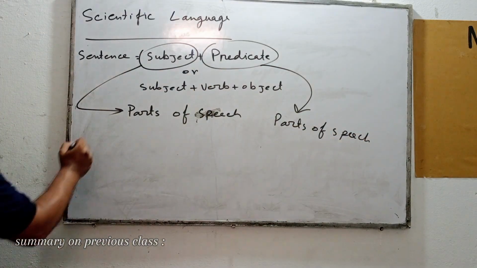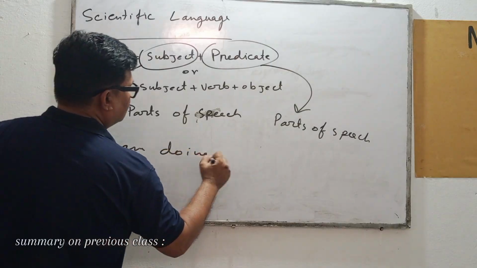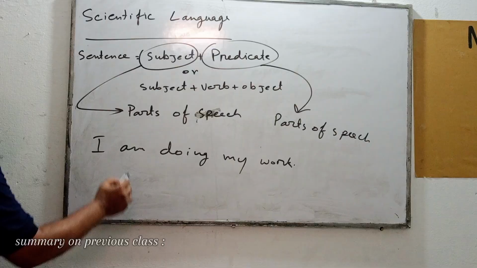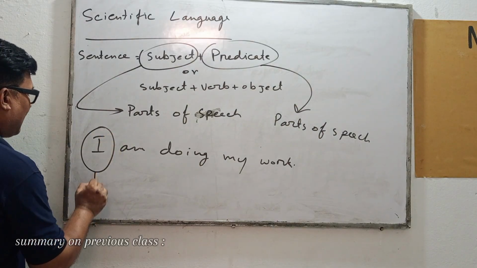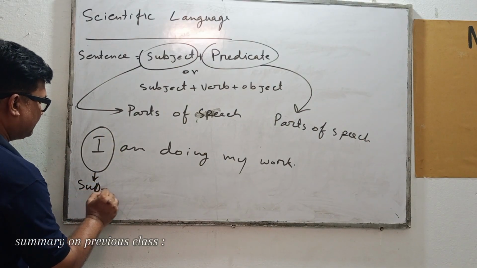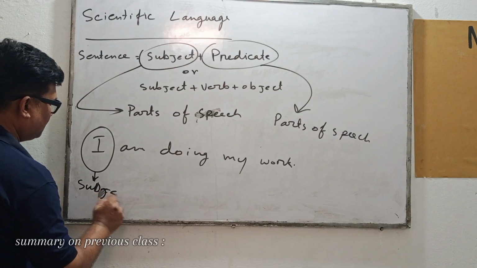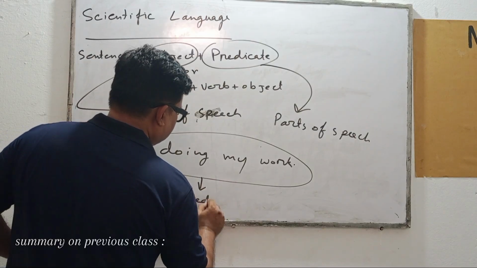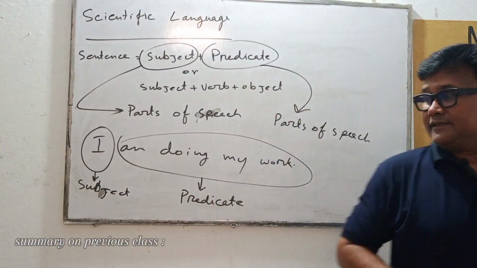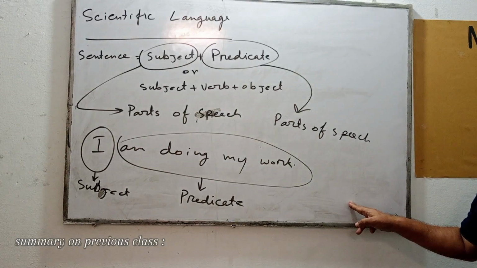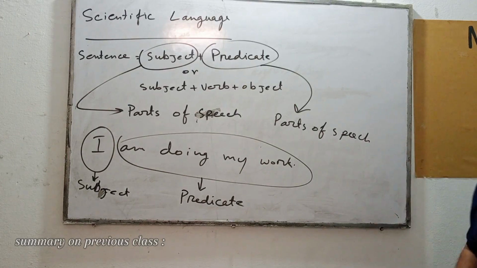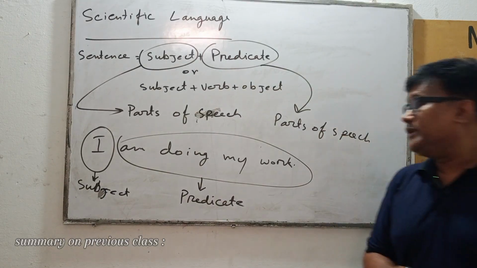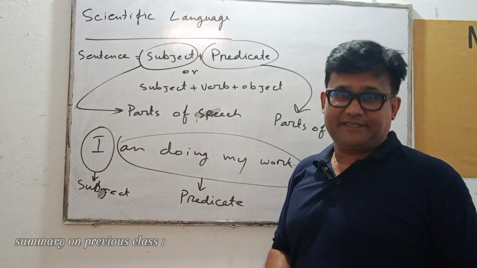Let's take an example. I am doing my work. This is a sentence. And what are the parts of this sentence? Here, I is the subject. And am doing my work is the predicate. See, this is how a sentence gets a particular formation. And this subject has parts of speech. So we have to know about the parts of speech.